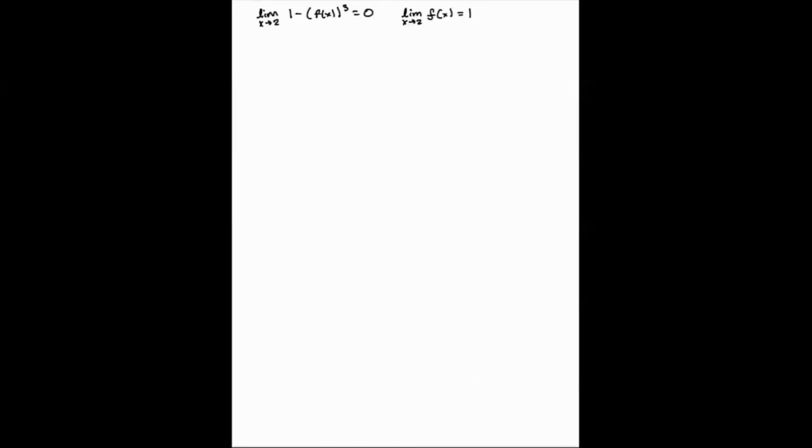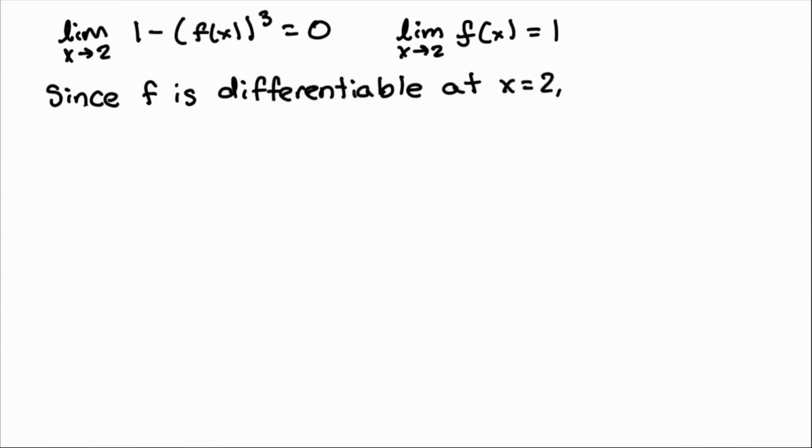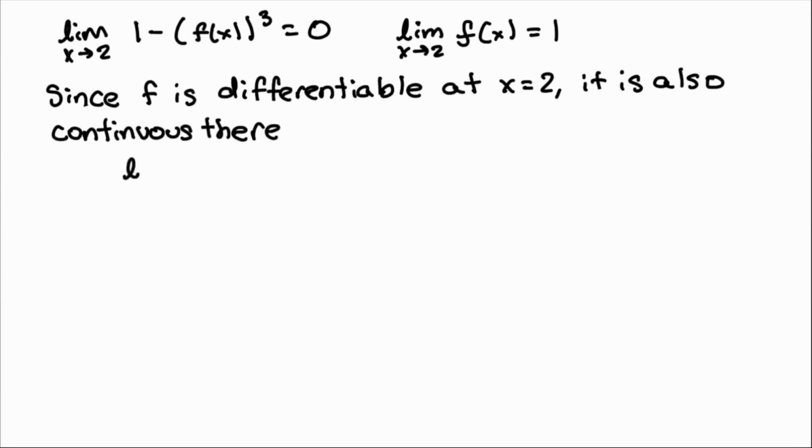So again, we say that since f is differentiable at x equals 2, it is also continuous there. So with this statement, we can make the explicit relationship that the limit as x approaches 2 of f of x is equal to f of 2, which is equal to 1.